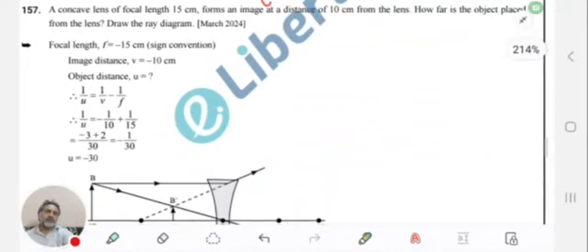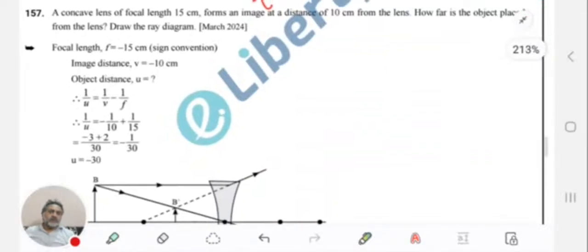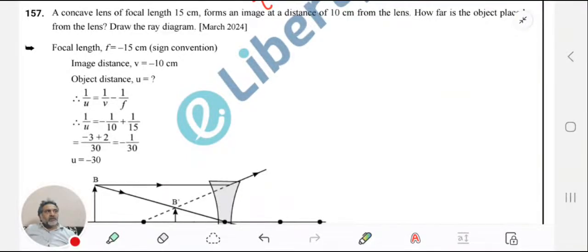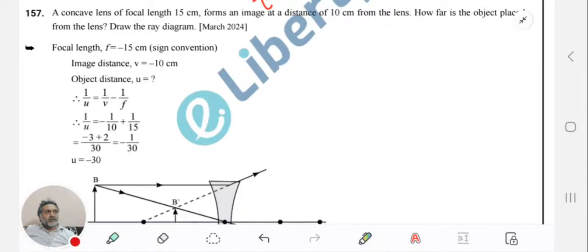Question 157. Length 15 cm forms an image at a distance of 10 cm from the lens. How far is the object placed from the lens? Draw the ray diagram. March 24. Answer: focal length f equals 15 cm.